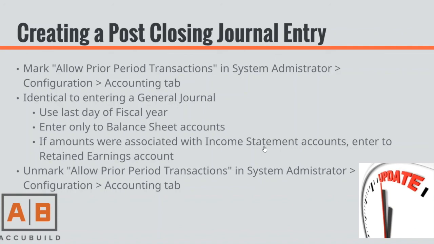Creating a post-closing journal entry is the same as creating a general journal entry. However, you'll want to do the following. Use the last day of the previous fiscal year for your journal entry. Enter your transactions only to balance sheet accounts. If you have any adjustments that were associated with income statement accounts, then that portion of the entry will be made against the retained earnings account. Lastly, you'll need to go back to System Administrator, Configuration, and on the Accounting tab, unmark the checkbox for Allow Prior Period Transactions.